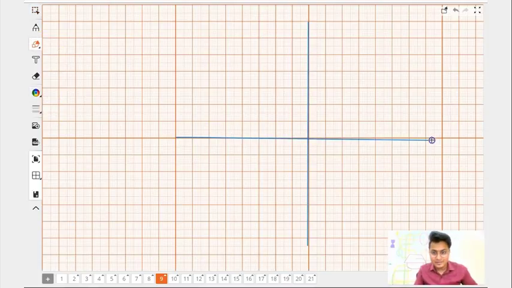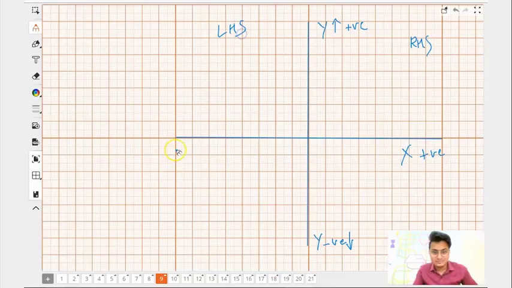Okay, guys, I made my x-axis. Now I'm naming them. Positive y up, negative y down. I am naming the RHS also: positive x. I have named my LHS also: x negative this side.